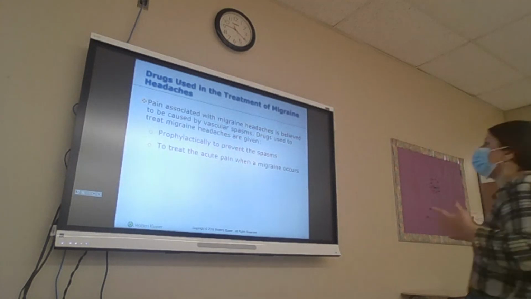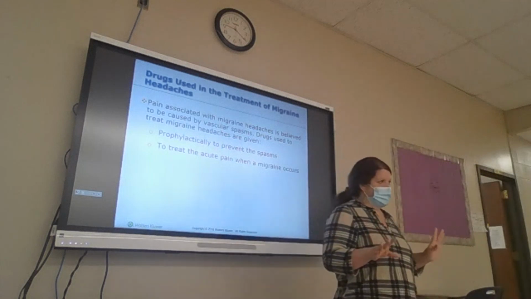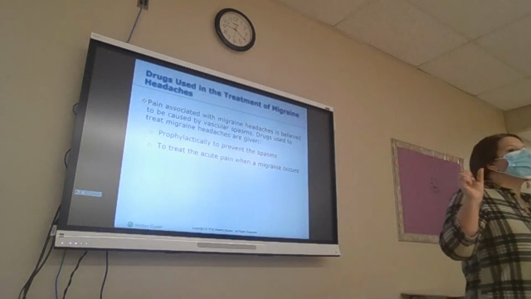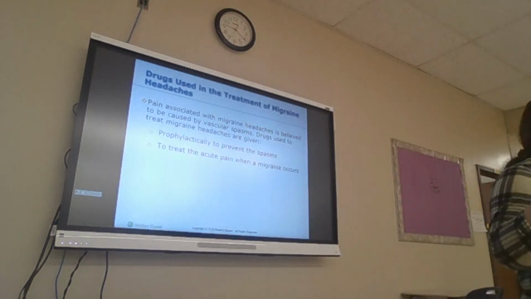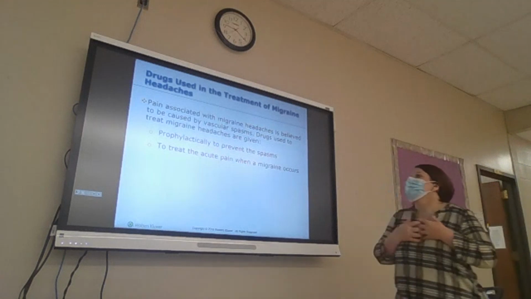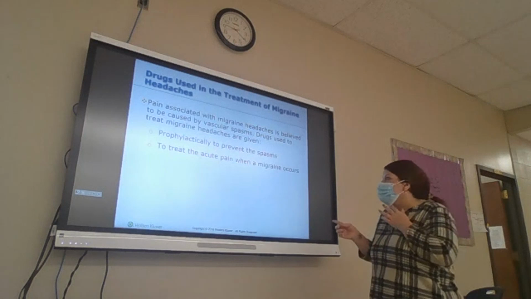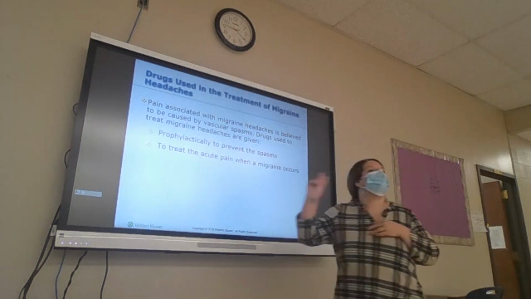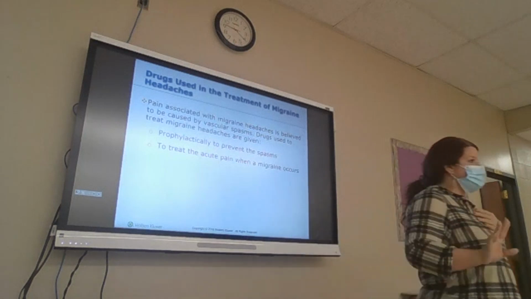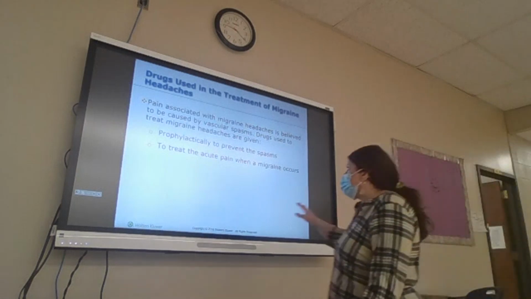There's a whole bunch of different migraines, and we are not learning about that, but they're believed to be caused by vascular spasms. That is the thought process. That's what they think causes them. So drugs that are used to treat migraine headaches are given prophylactically, or they can be given for acute pain. So we can take them to prevent the migraines, or we can take them once a migraine occurs.